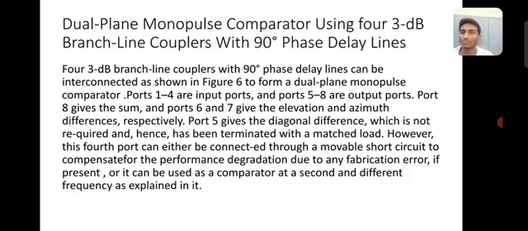So these ports are defined as different functions, like input ports and output ports, and port 8 gives the sum and ports 6 and 7 give the azimuthal and elevation difference respectively, and port 5 gives the diagonal difference which is not required and it has been terminated with a matched load. However, this fourth port can either be connected through a movable short circuit to the comparator to compensate for the performance degradation due to any fabrication error if present, or it can be used as a comparator at a different frequency as explained in it.